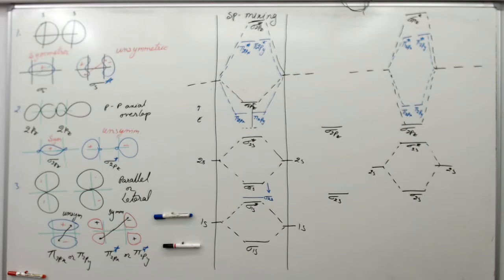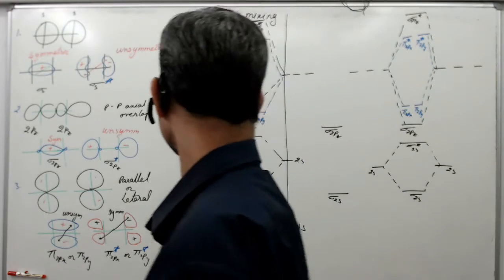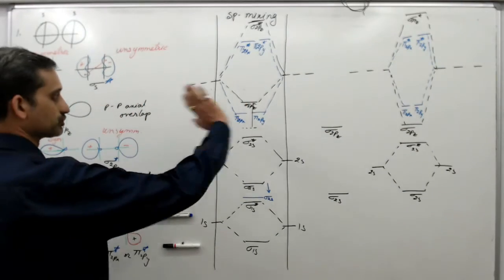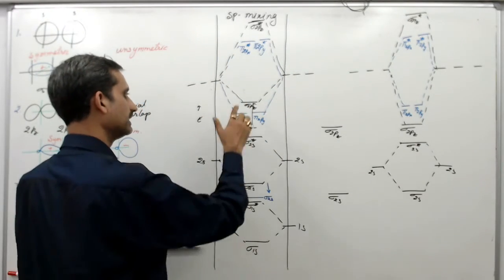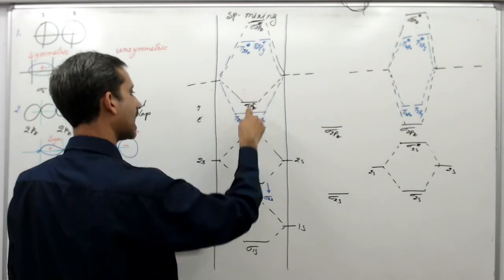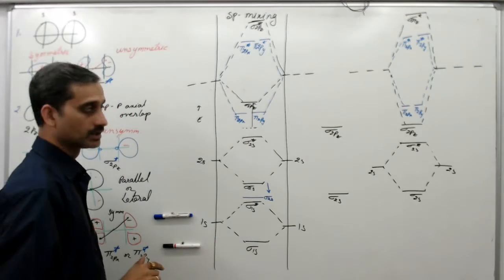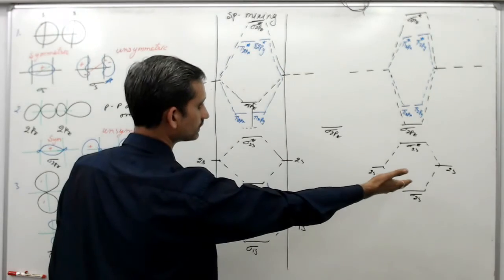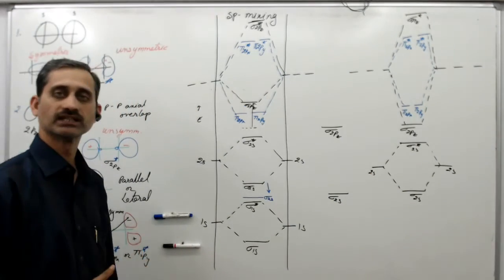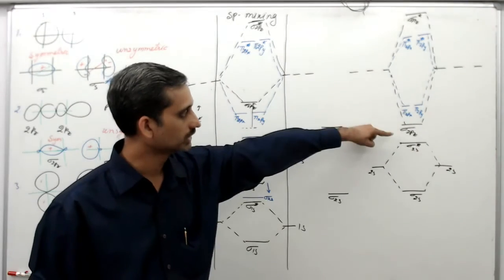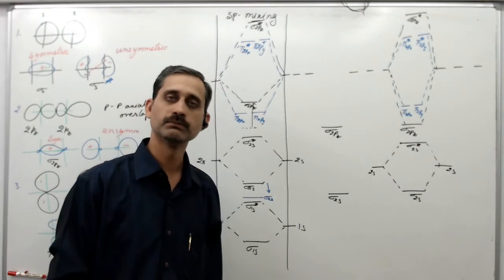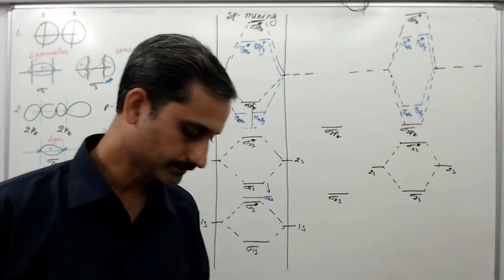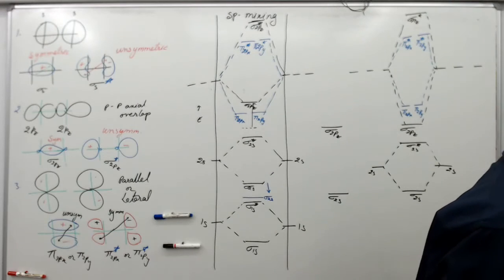Now what we find is that till nitrogen, the SP mixing is effective enough to make the sigma orbital energy higher than pi orbital energy. But the moment we move to oxygen, the SP mixing is not significant enough and the sigma energy is actually lower than pi. So beyond oxygen, it behaves as if the SP mixing does not take place. So just write it.